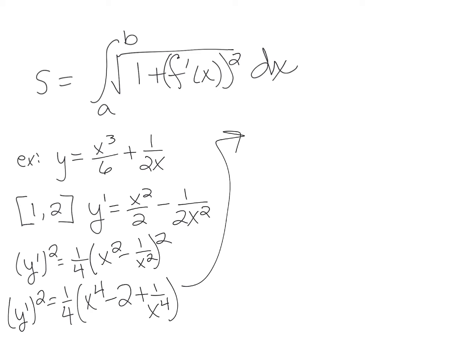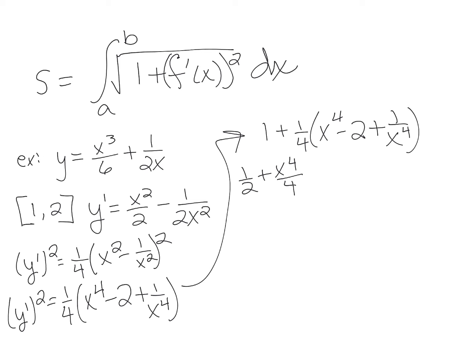Next, I need to add 1 to that. Now, when I distribute that 1/4 to the minus 2, that's going to become a half. Add that to this, it's minus a half, right? So we're going to end up with 1/2 plus x to the 4th over 4 plus 1 over 4x to the 4. That's what we're going to integrate under the radical sign.